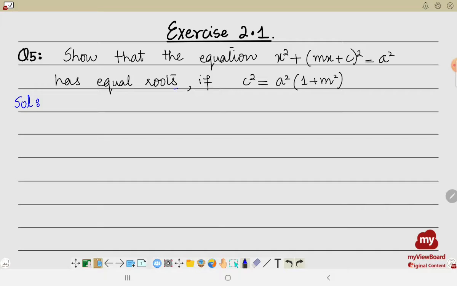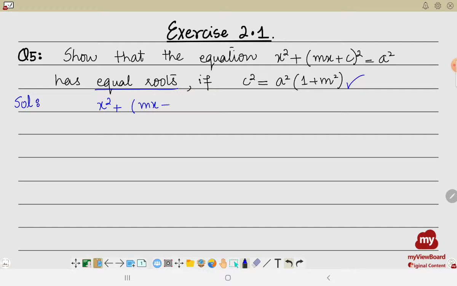We know that if the roots are equal, then the value of discriminant is equal to 0. So if we prove that the value of discriminant equals 0 by using this condition, we can easily solve the sum. So how are we going to prove it? We are supposed to insert the values of a, b and c in the formula for discriminant. For that we are going to convert the equation to the standard form.